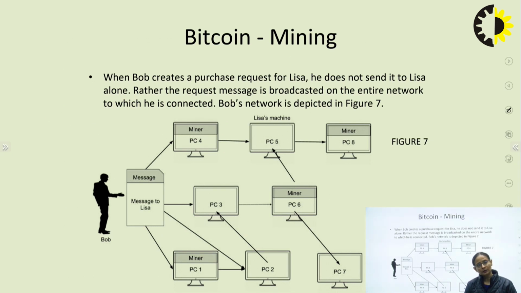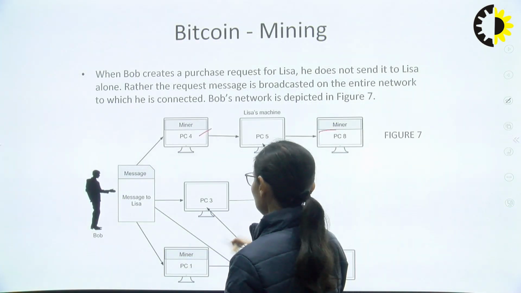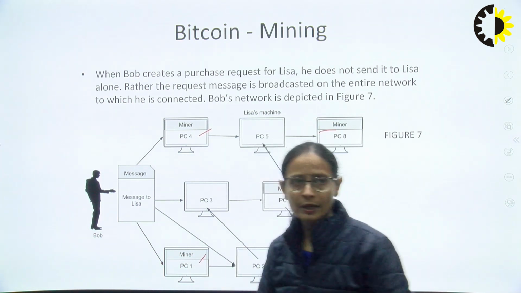Another important thing is mining. I will explain mining with the help of Bitcoin. When Bob creates a purchase request for Lisa, he does not send it to Lisa alone. Rather, that request message is broadcast to the entire blockchain network. If you look, we have this blockchain network. Here we have miners available, and a few machines are my nodes.